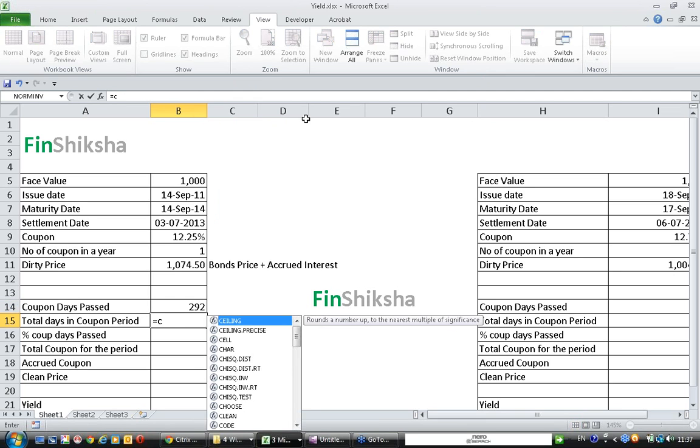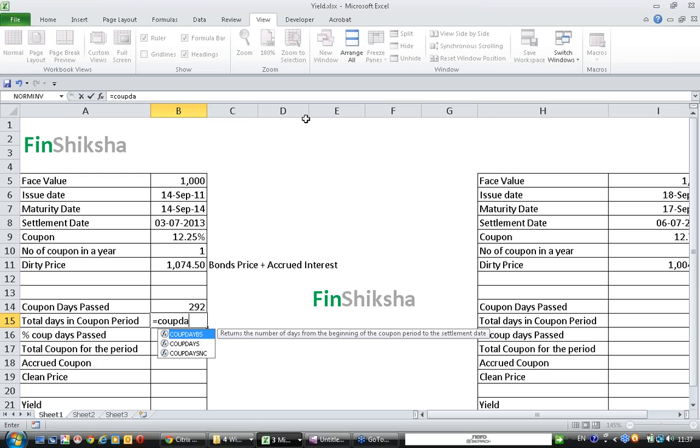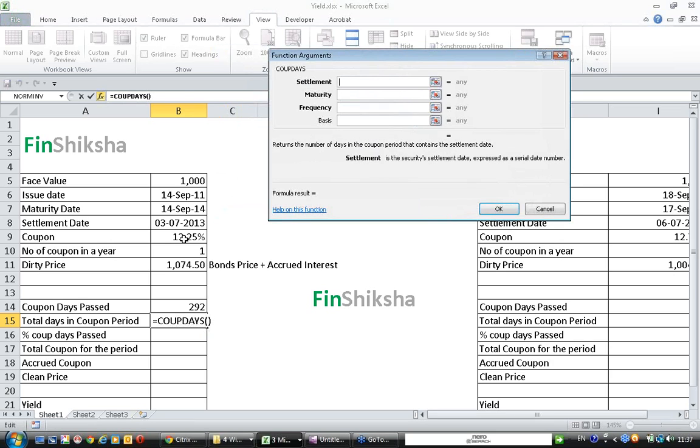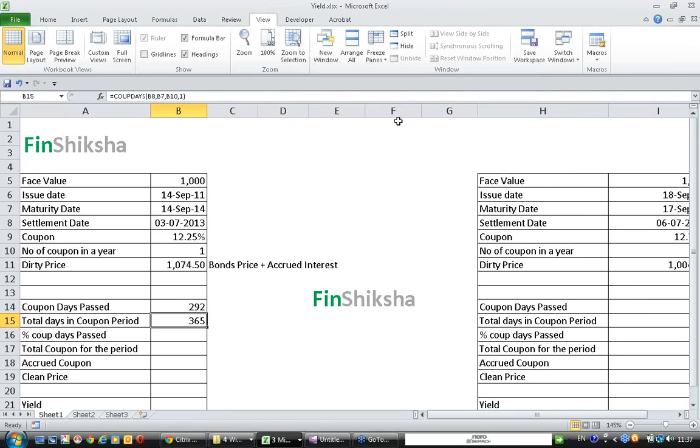Let's find out how many days there are in between two coupon days. For that, the function we have to use is COUPDAYS. Settlement is today's date, the maturity is 14 September 2012, the number of coupons per year, frequency, is 1, and basis is actual by actual. So there are a total of 365 days in this coupon period, out of which 292 have passed. So the percentage of coupon days that have passed is 292 divided by 365, which is 80%.